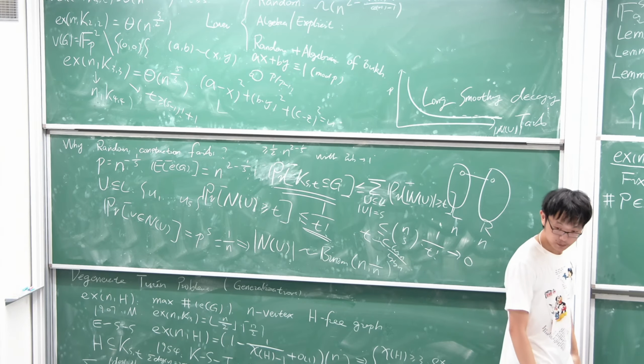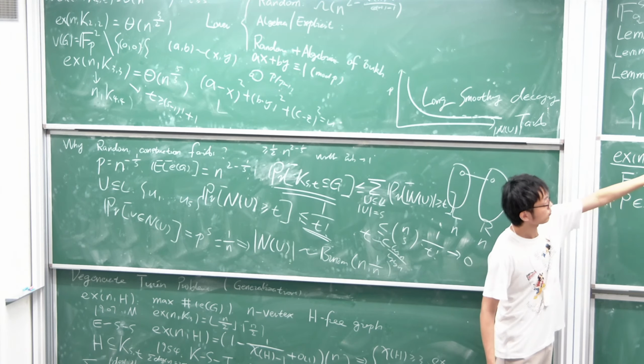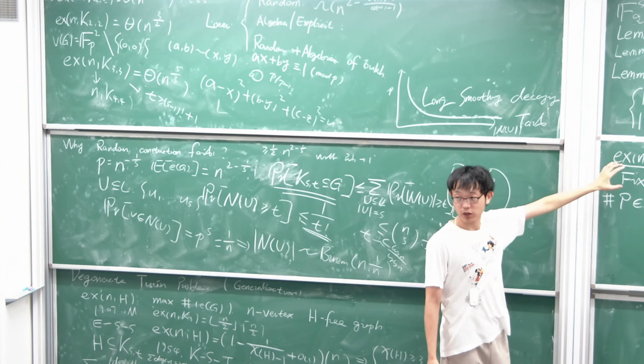Oh, and are we still on a random bipartite graph or are we on a random graph? Yeah, now we are in the construction of the above graph, the random algebraic graph.